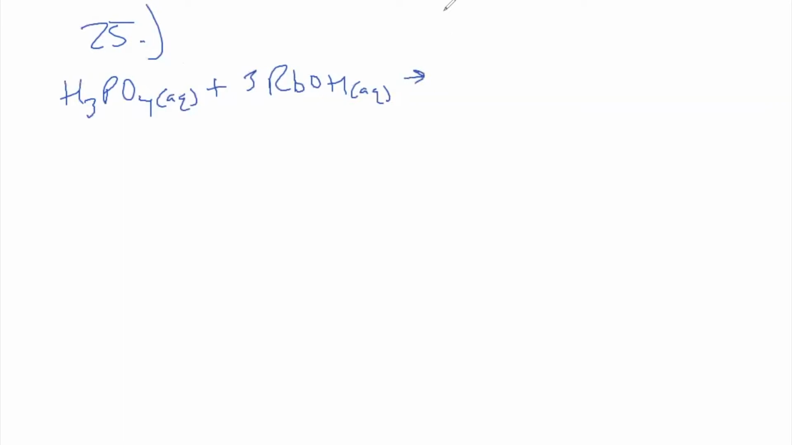So for 25, it's asking for the complete ionic and net ionic equations for each of the following reactions. For the first one, you have H3PO4, and these are all aqueous. Let's just write them in, it'll be easier that way. Plus rubidium hydroxide, and that's aqueous too. And that goes to form water and rubidium phosphate.